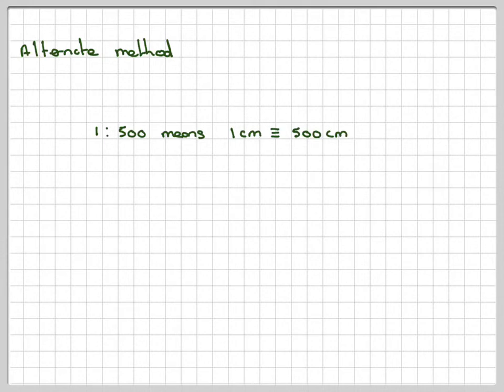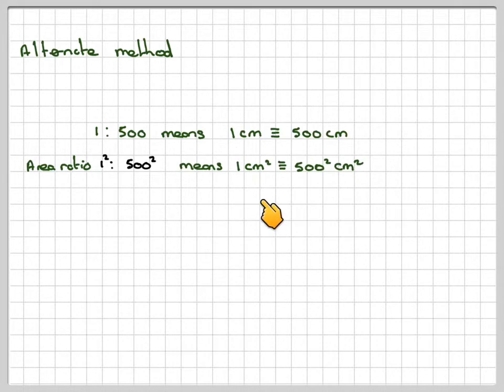Now, an alternative solution, which is a bit more difficult, is to say that 1 to 500 means 1 centimetre to 500 centimetres is equivalent to. So that means an area ratio of 1 squared to 500 squared, which means that 1 centimetre squared is equal to 500 squared centimetres squared.